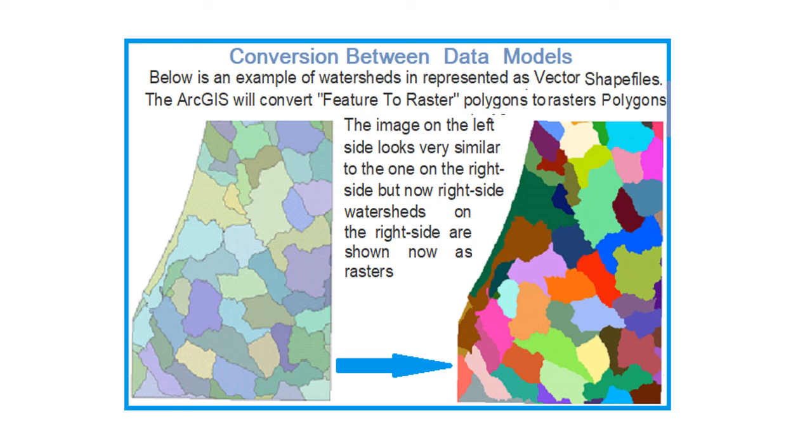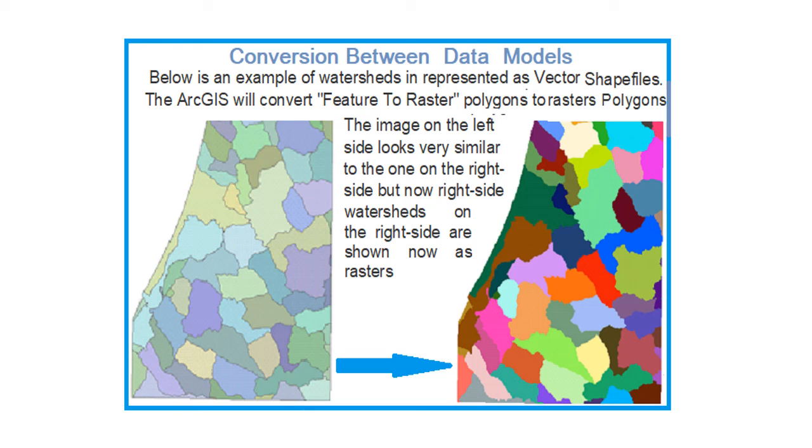This example is about a watershed, a catchment area, and it is represented in vector shapefiles. On the left side, it is represented in vector shapefile .shp, because you haven't done the full work in your regular lab work. Otherwise you will know .shp. It shows the vector data shapefile. ArcGIS will convert feature to raster, polygons to raster.